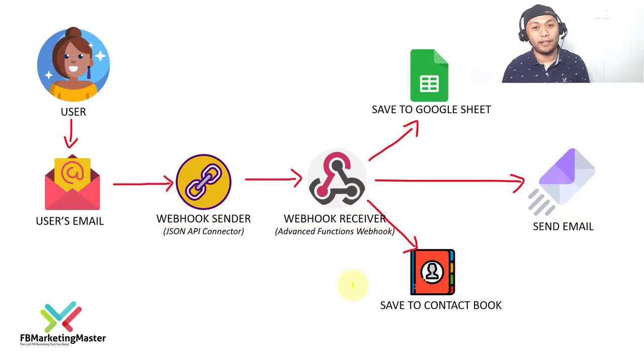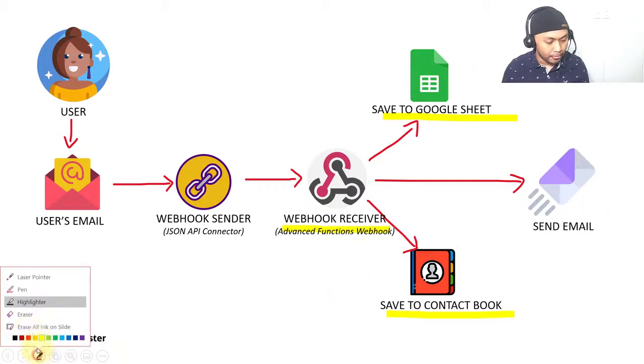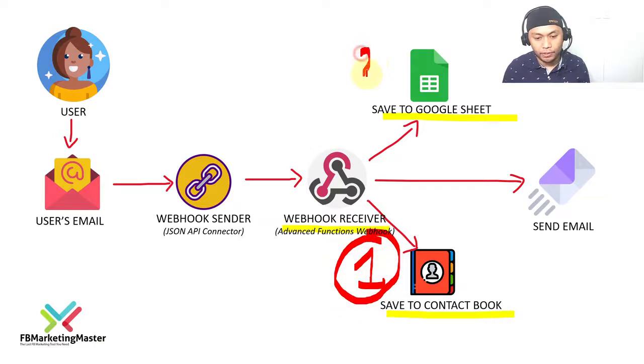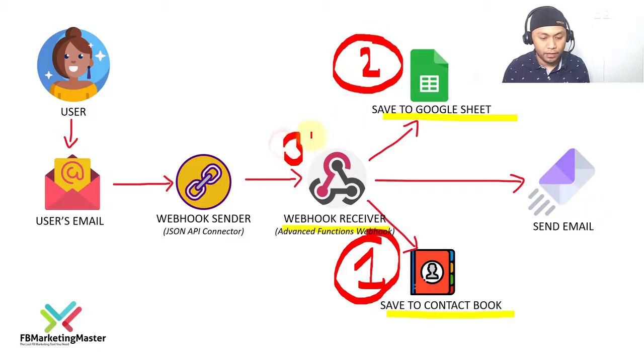First, we are going to create a contact book. And after creating the contact book, we are then going to import a Google Sheet. And after that, we are going to create a webhook receiver. So let me number this for you. Number 1 is this. Okay, that will become our number 1. And then number 2, we are going to do this. And then number 3, we are going to create a webhook receiver.